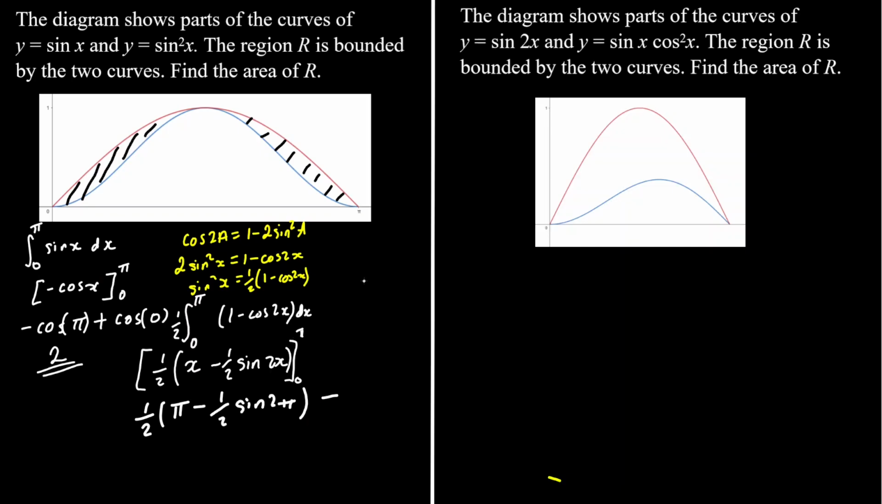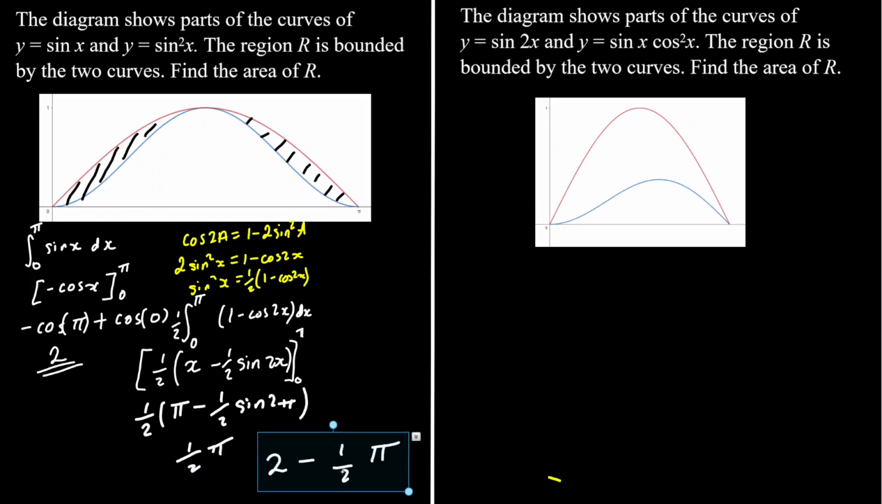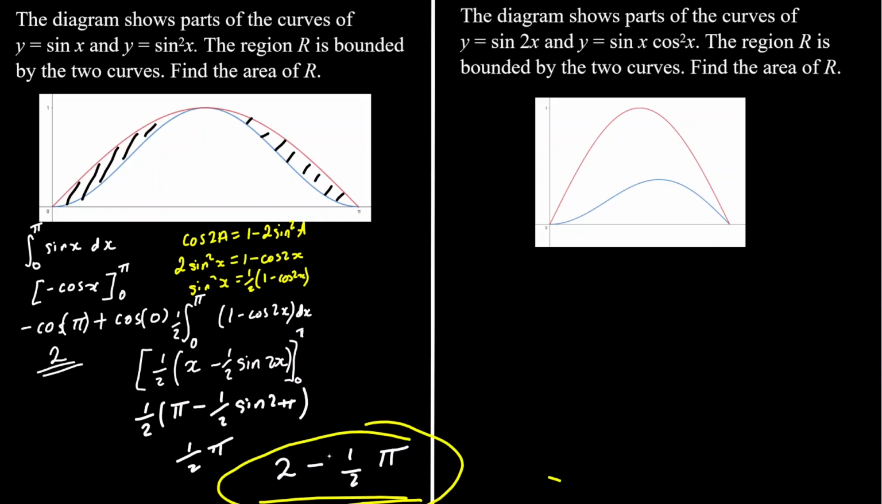So let's take away 0. So that is just half of pi. That's all we've got left. So what is the area in between them? The area underneath our red line is 2. Underneath our blue line is half of pi. So 2 minus half of pi. And one for you to try, see if you can give it a go.